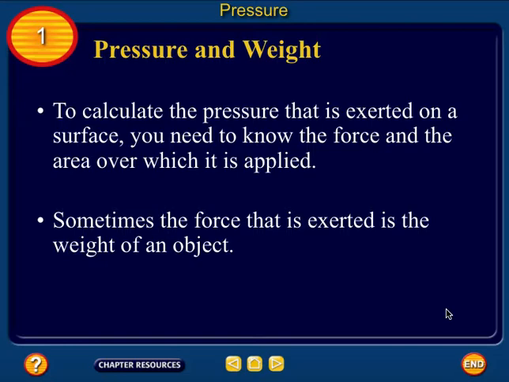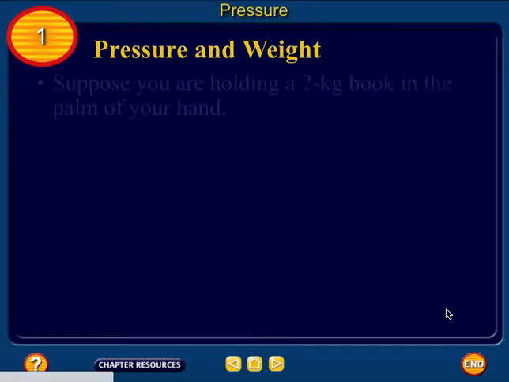A lot of times, just because of the laws of motion, something that is at rest is going to stay at rest. If something is sitting on top of something, so right now my textbook is sitting on top of my table, it is applying a force to the top of that table because its weight is being pulled down by gravity. So sometimes the force that is exerted is the weight of an object. Other times it's something being pressed into something for a specific purpose.